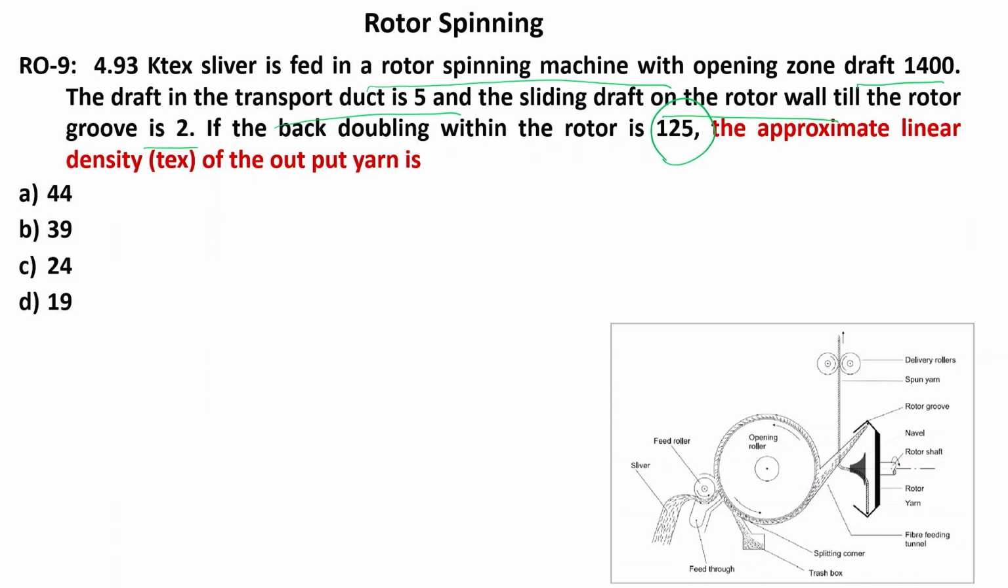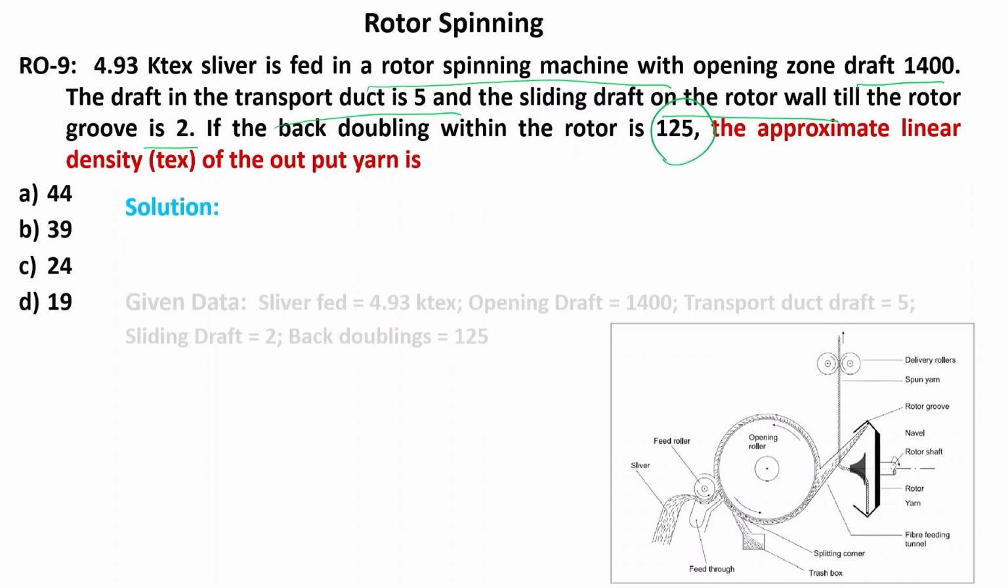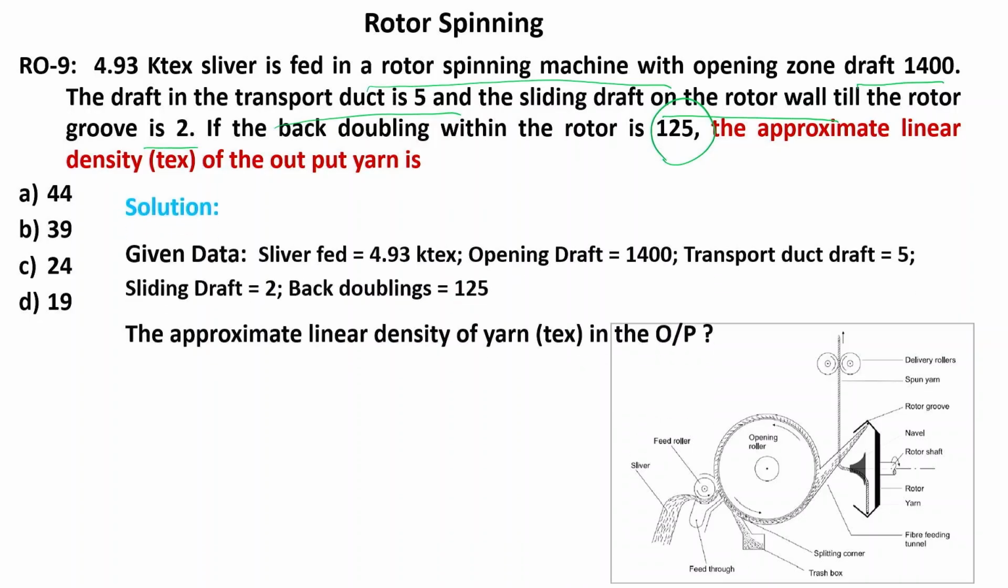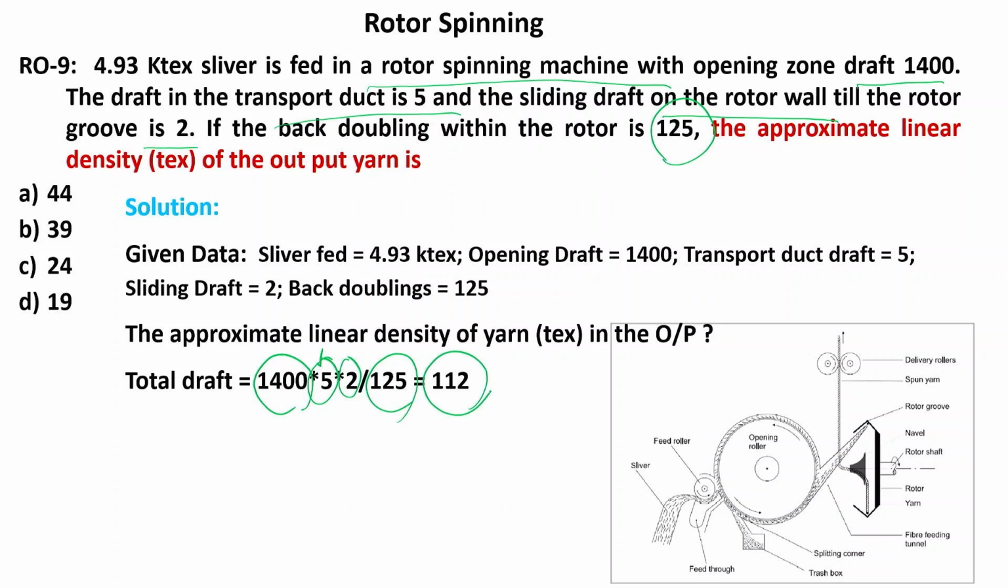Now, here draft at every point is given. So, simply we will calculate the total draft. So, total draft will be the draft at opening zone multiplied by transport draft and multiplied by rotor wall draft divided by the back doubling. So, these are given here and approximate linear density of output yarn. So, total draft is opening zone draft, transport draft and the rotor wall draft divided by back doubling. So, it is 112. So, that is the total draft.